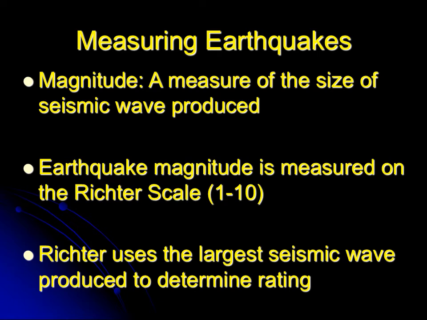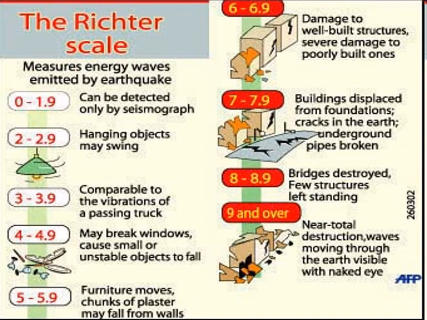So you can measure earthquakes with magnitude. Magnitude is a measure of the size of the seismic wave produced. So how big is the wave? That's the magnitude. It's measured on a Richter scale of 1 to 10. Richter uses the largest seismic wave to determine the rating. So this is the Richter scale, and it goes from 0 to 9 and over. And you can see the difference in different types of earthquakes.